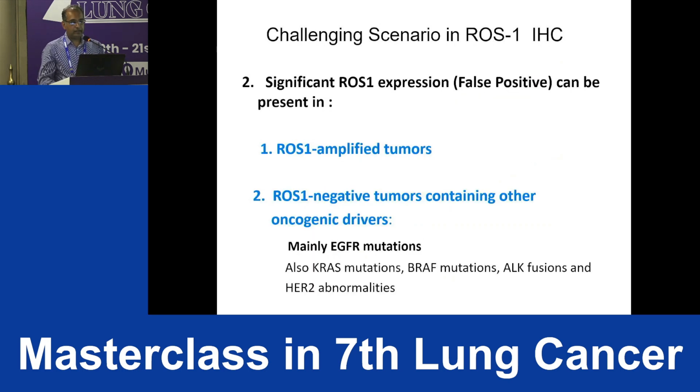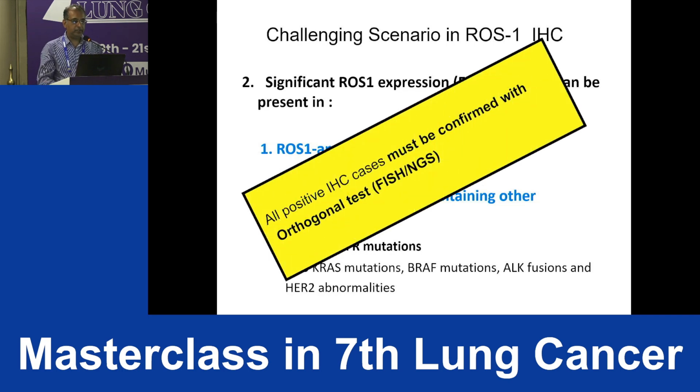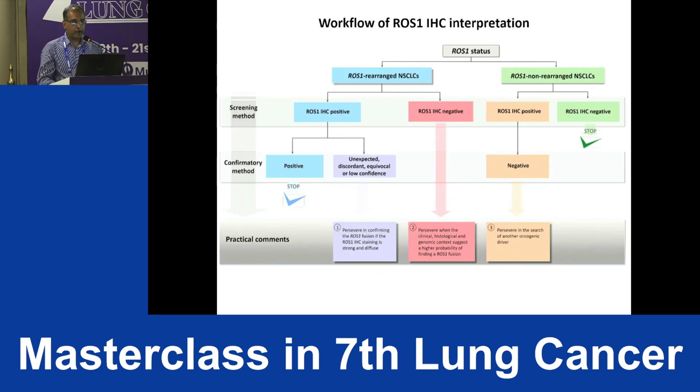Another challenging scenario is the false positive ROS1 expression, because significant ROS1 positive immunoexpression can be seen in ROS1 amplified tumors. So these are amplified, not rearranged. Another entity is the ROS1 negative tumors, which contain other oncogenic drivers, mainly EGFR mutation, also KRAS, BRAF, ALK fusion and HER2 abnormalities. So all positive IHC cases must be confirmed with orthogonal testing, FISH or NGS. So this is the workflow of the ROS1 IHC interpretation, which I have just explained in my previous slides.